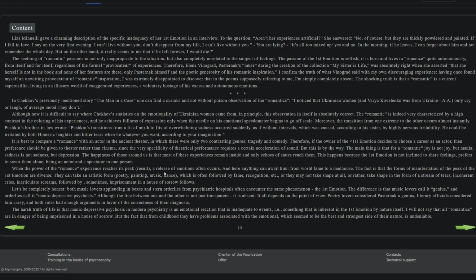The seething of romantic passions is not only inappropriate to the situation, but also completely unrelated to the subject of feelings. The passion of the first emotion is selfish. It is born and lives in romance quite autonomously, from itself and for itself, regardless of the formal provocateur of experiences. Therefore, Elena Vinograd, Pasternak's muse, during the creation of the collection My Sister's Life, was absolutely right when she asserted that she herself is not in the book and none of her features are there, only Pasternak himself and the poetic generosity of his romantic inspiration.